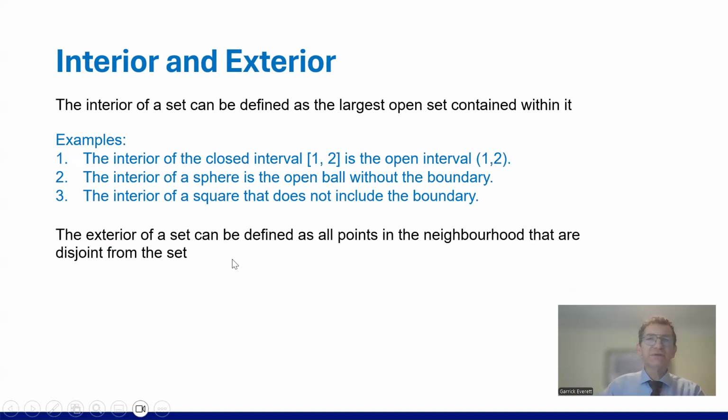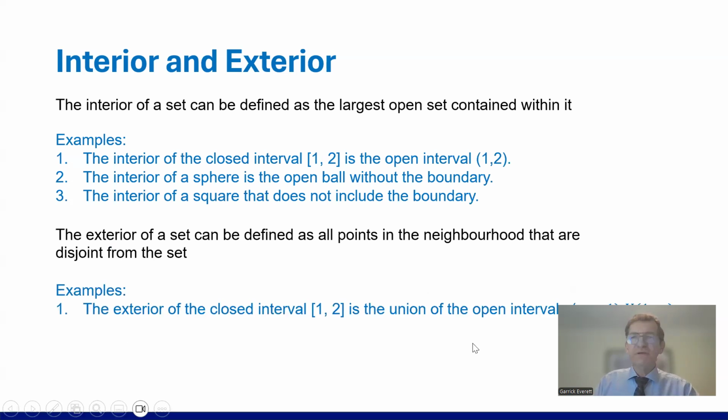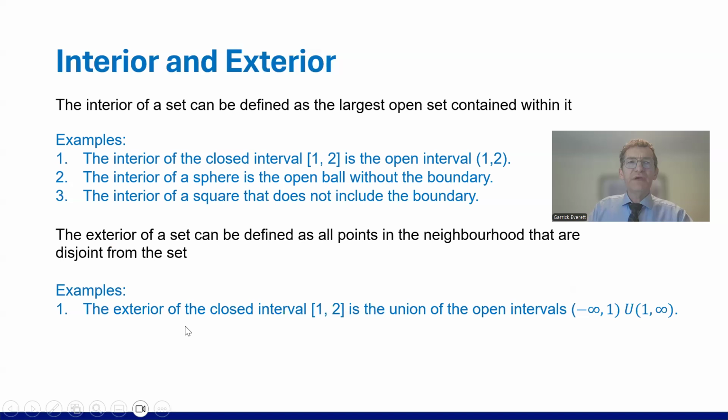The exterior of a set can be defined as all points in the neighborhood that are disjoint from the set. So basically you're looking at what is outside. Really easy examples now. The exterior of the closed interval [1, 2], so this is closed, is the union of the open intervals minus infinity up to 1, but not including 1, union with 2, not including 2, up to infinity. So that's the exterior of that closed interval. It's the union of the open intervals.